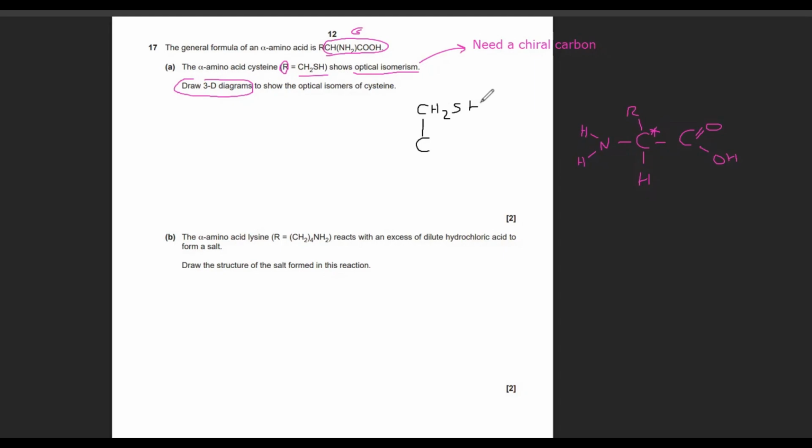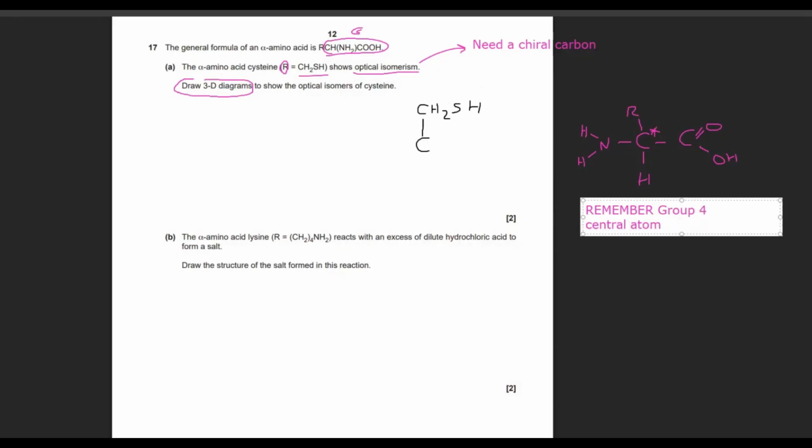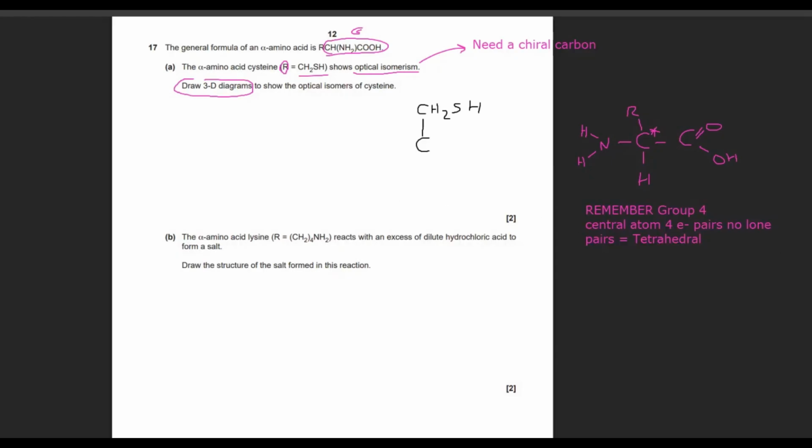Now, what a lot of people get confused with is this is going to be a tetrahedral structure. Why is this a tetrahedral structure? Well, carbon is a group 4 element. It has 4 electrons surrounding the central atom. If it is bonded to 4 other things, then it has 4 electrons from those bonds. So it has 8 electrons altogether around the carbon atom, and therefore, 8 divided by 2, it has 4 electron pairs, and none of them are lone pairs. So it forms the tetrahedral structure.